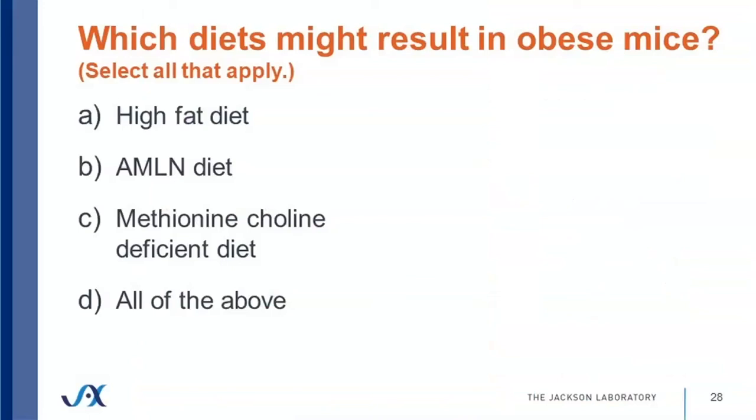The reason I like to ask this question is to really take home the point that not all liver phenotype diets will cause mice to gain weight. In this instance here, the high-fat diet and the amylin diet will both cause obese mice. However, the methionine and choline deficient diet will actually result in rapid weight loss in your cohort of mice.